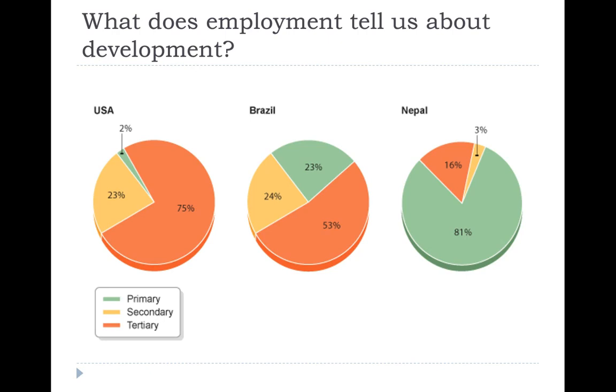Roughly half of the jobs in Brazil are under the tertiary sector, okay, meaning service industry jobs. And then the other half is split between primary sector and secondary sector. So processing and manufacturing, and then like farming and mining. Okay. Nepal is a third world country.